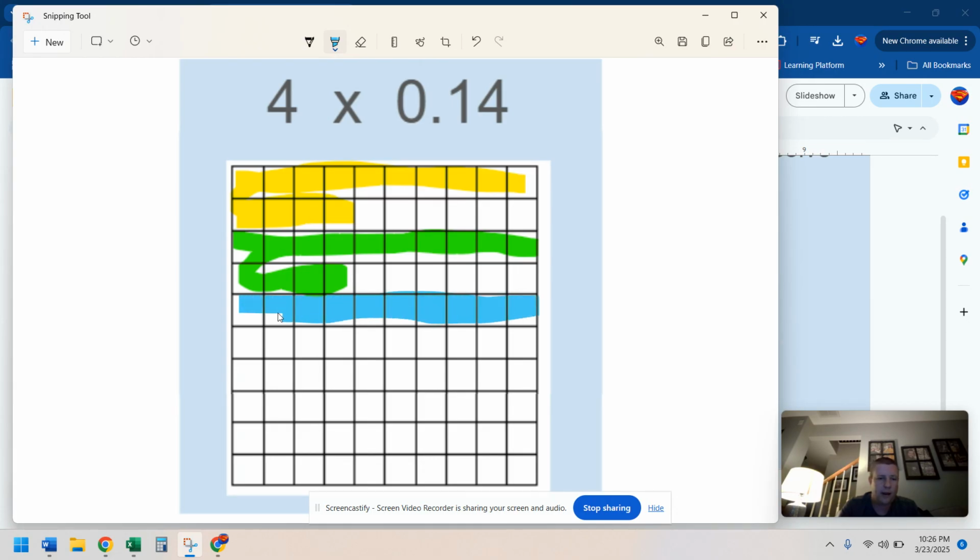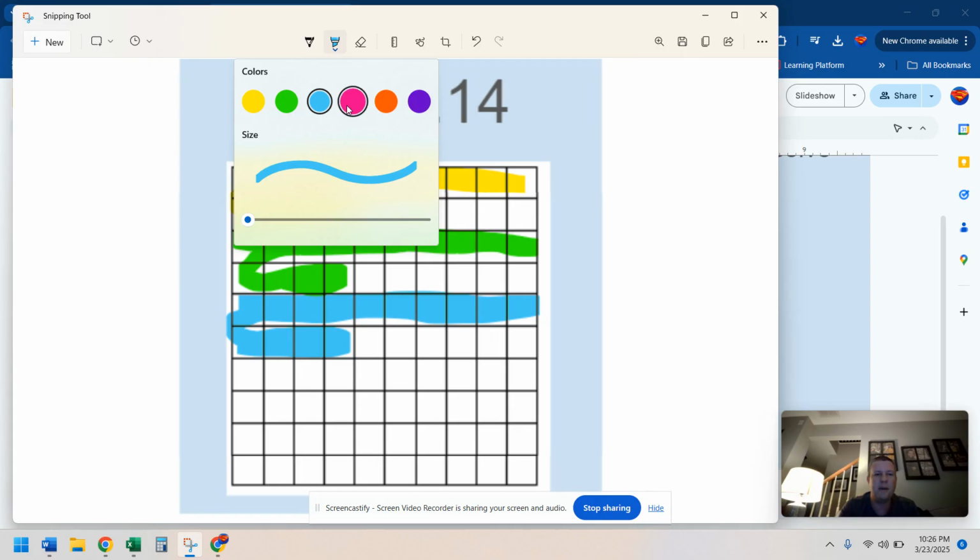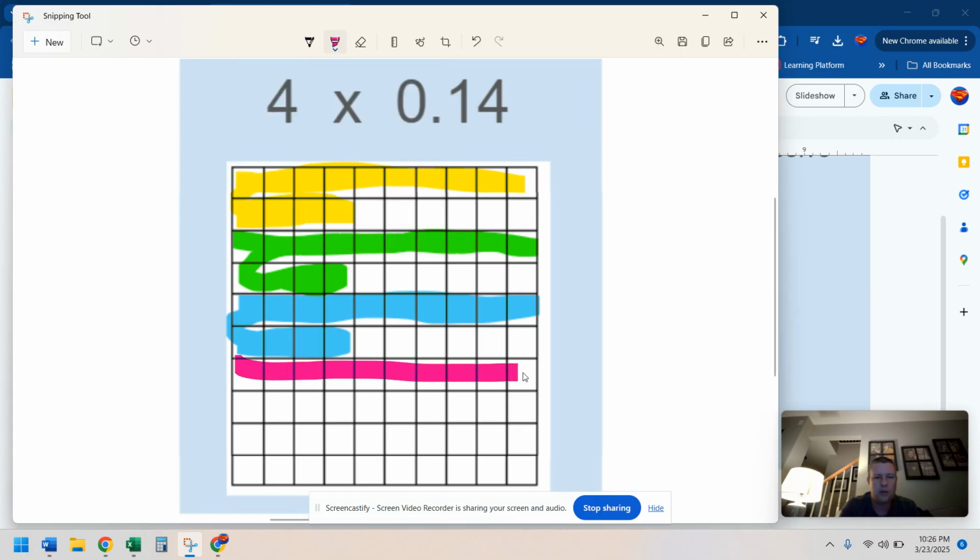It's very easy to do. Might take you a little longer because you might not have markers or things like that. So here you go, and that's my last one. I have 4 groups of 14 hundredths. Now you still have to do the adding part. So if it was me, what I would do is I would add the ones together first and then add the tens on because it's a little easier.